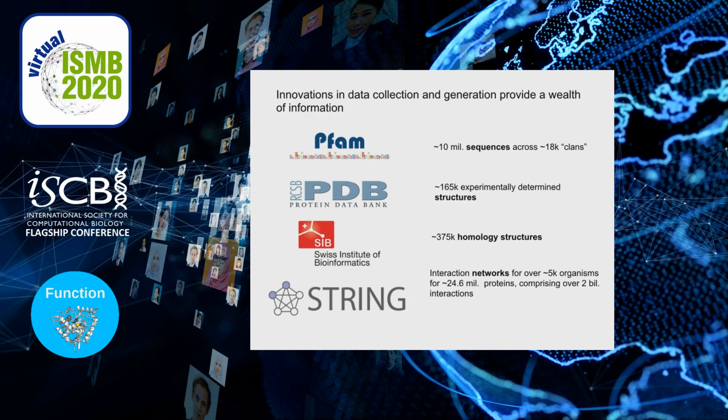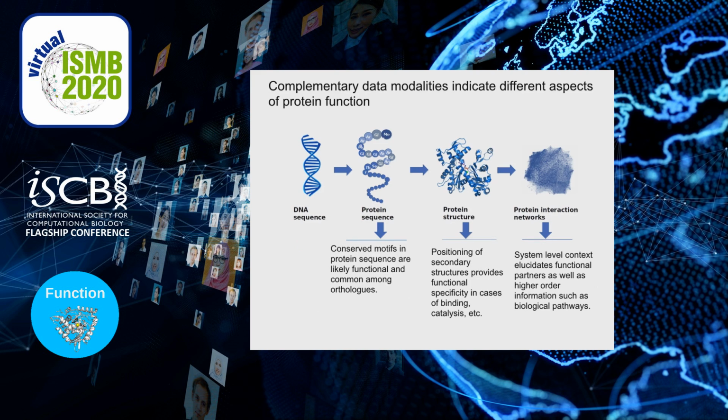for thousands of organisms. We expect that these different data modalities indicate different aspects of protein function in a complementary way. Namely, the protein sequence ought to contain conserved motifs that are likely functional. The positioning of secondary structural elements in 3D space provides some kind of functional specificity. And finally, the system-level context offered by protein interaction networks illuminates higher-order information, such as biological pathways, functional partners, etc.